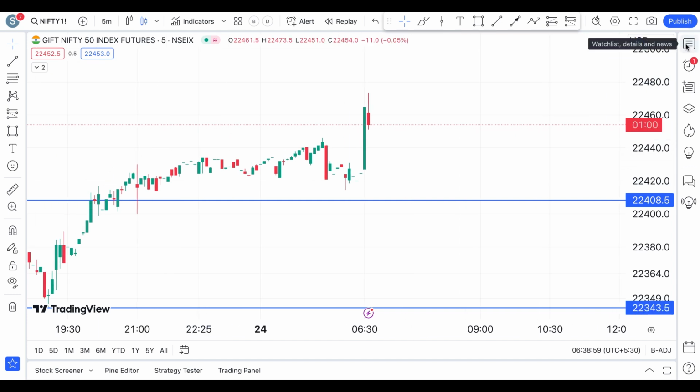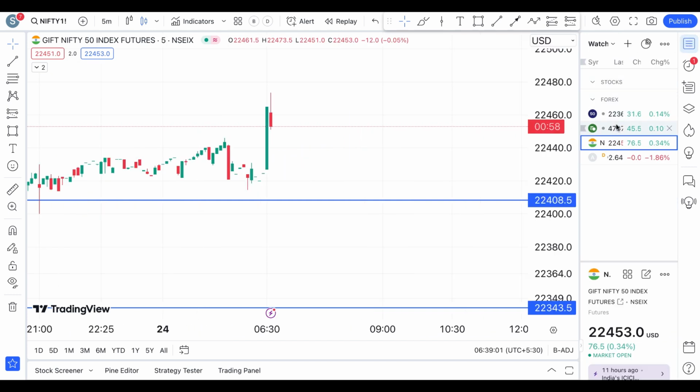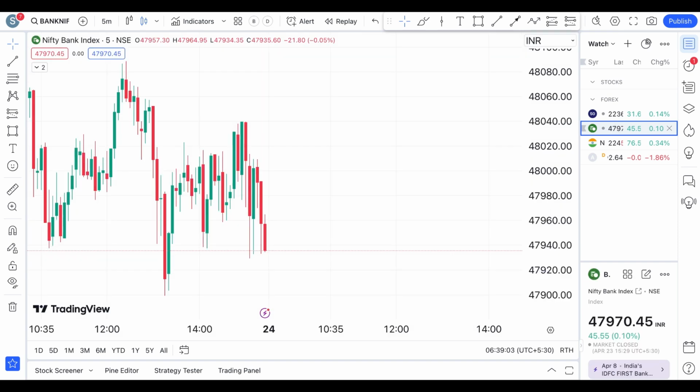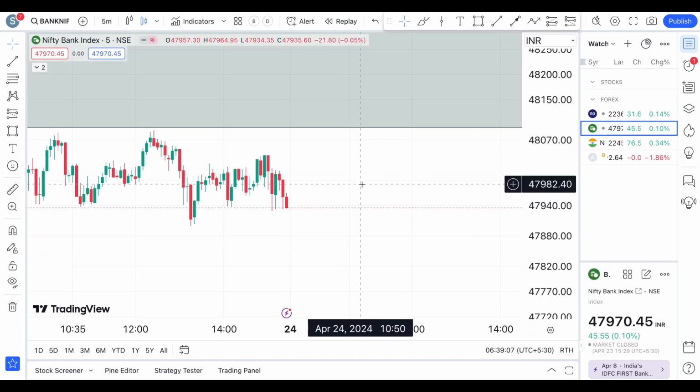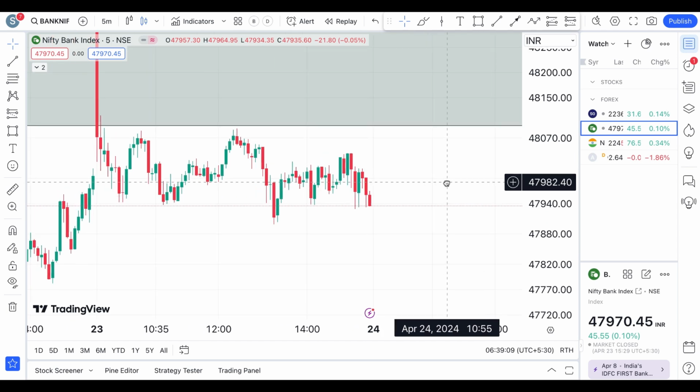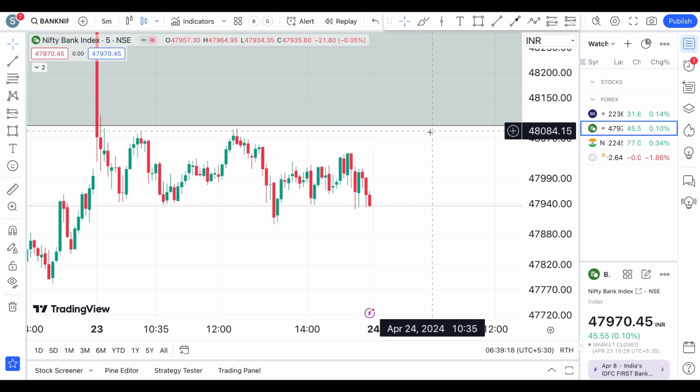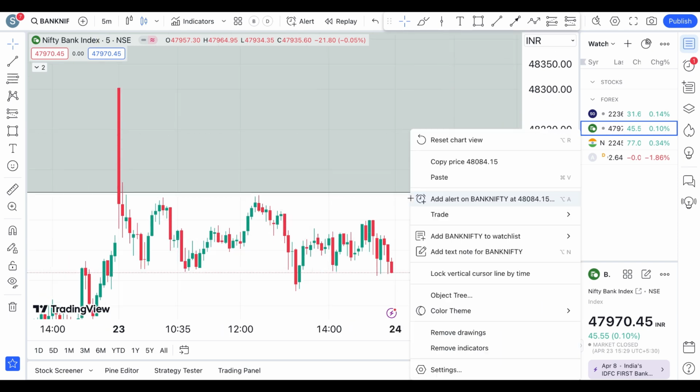So in this video, let's focus on Bank Nifty and Nifty and the key important levels in Bank Nifty and Nifty that we have to keep in mind, so that we can be prepared for today's market for both Bank Nifty and Nifty. Let's first start with Bank Nifty. Here we have Bank Nifty on a 5 minute time frame.